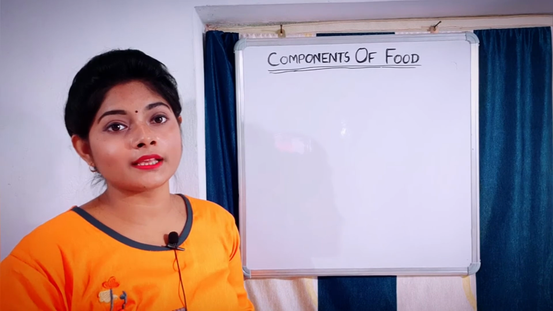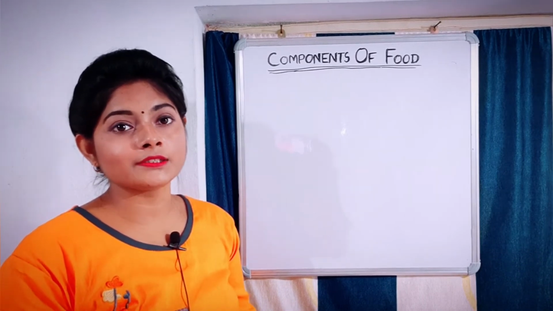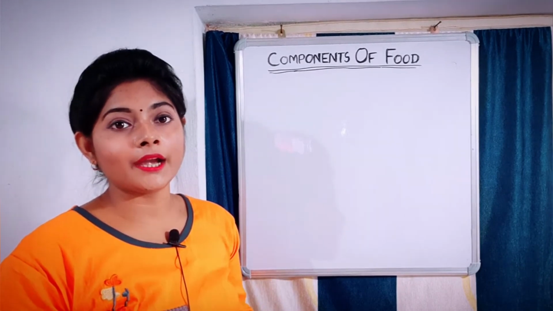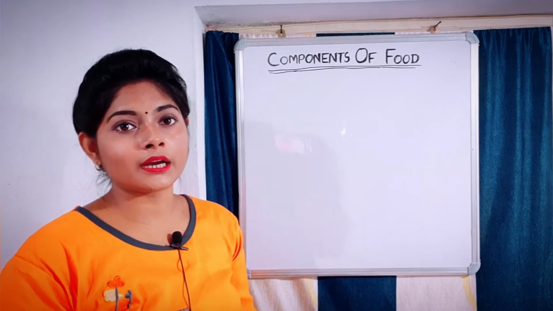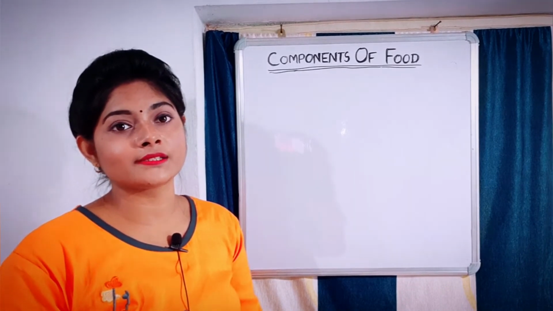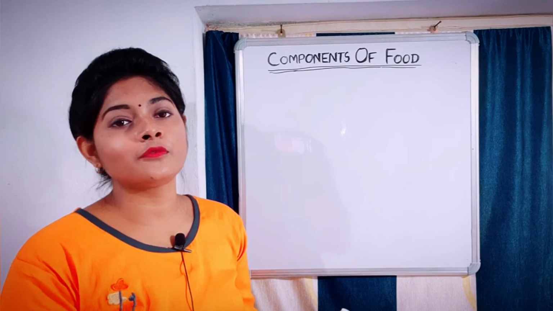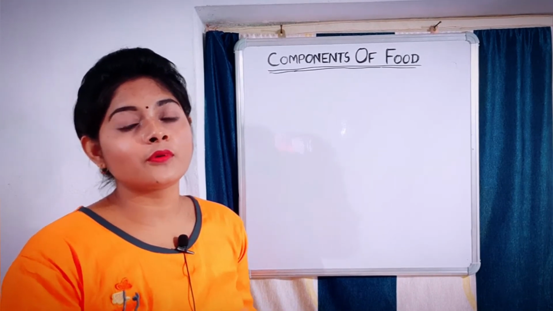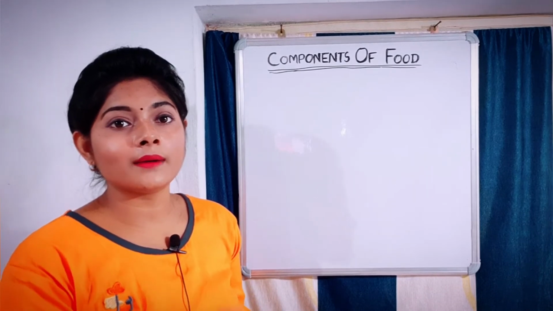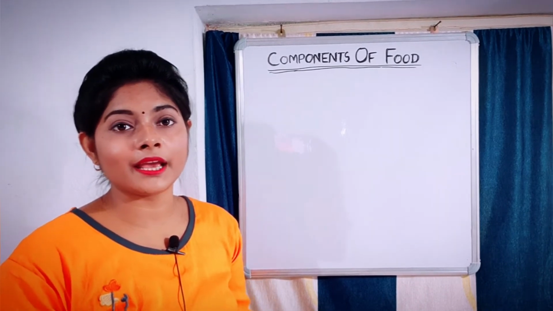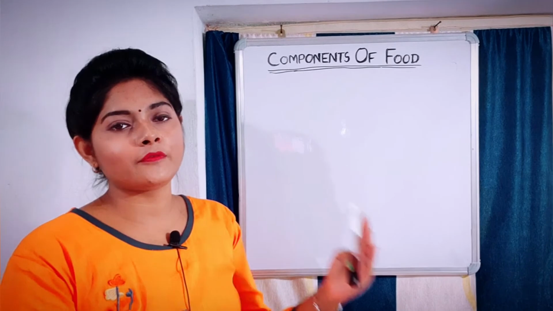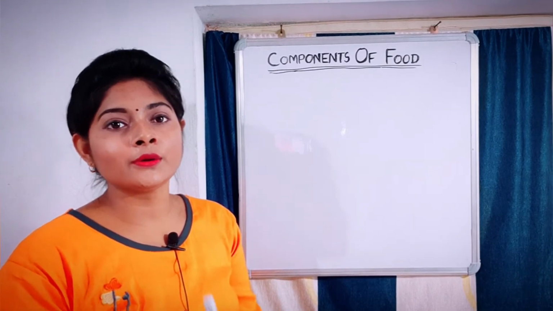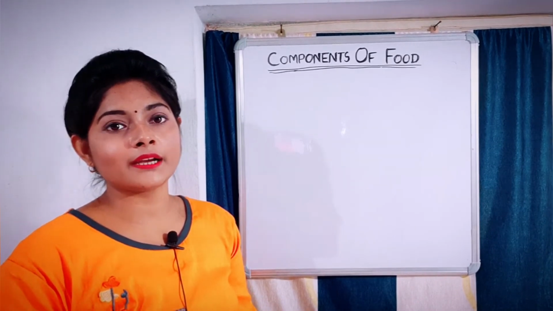Now the question is, what are the nutrients present in our food, and do all types of food contain the same type of nutrients? No, different food items contain different types of nutrients. Some foods are good for our eyes, some foods are good for our nails and hair. So all types of foods have different kinds of nutrients. So what are these nutrients?